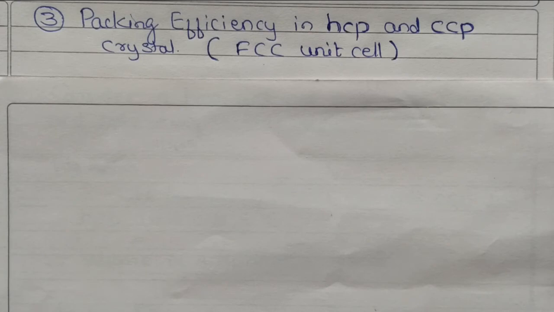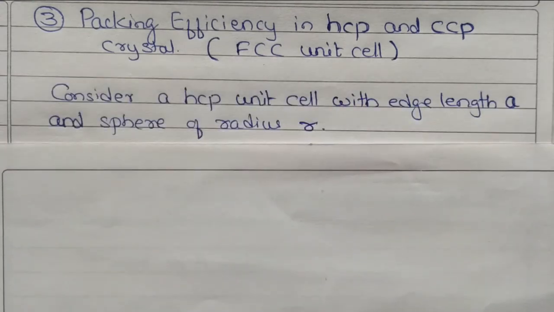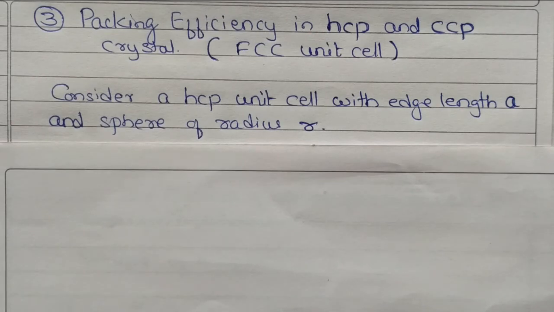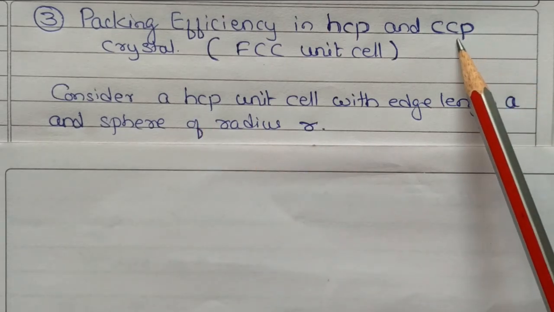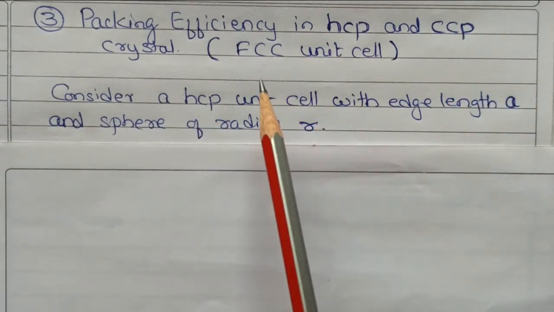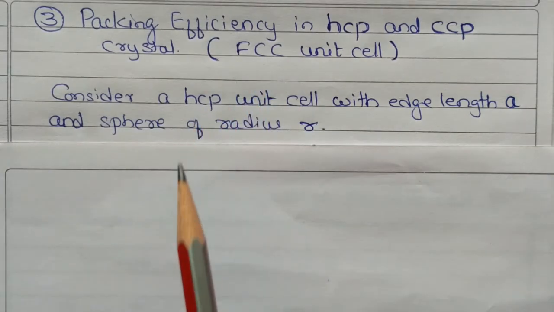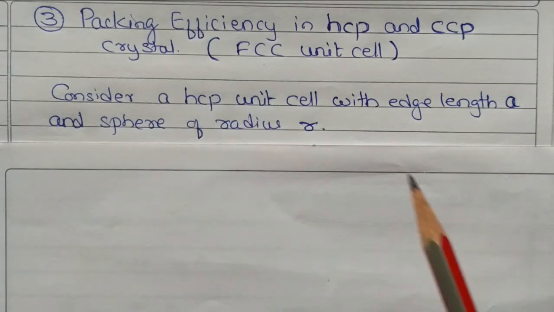So first, similar to before, we have to take a as the edge length of the unit cell and r as the radius of a sphere. So consider an HCP unit cell. Depending on the exam question paper, if they have given HCP, you use the word HCP; if they have mentioned CCP, you use CCP; or if they have mentioned FCC, you use FCC. All are nothing but the same in this derivation.